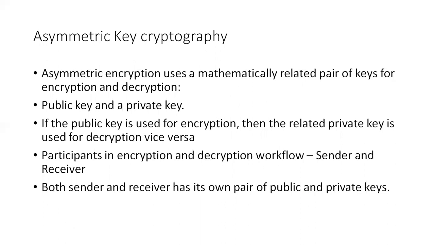So the participants working in the encryption and decryption process are the sender and the receiver, and the two keys, the private key and the public key. But in the case of asymmetric encryption, both sender and receiver should have their own public key and private key. The public and private keys of the sender are different from those of the receiver.